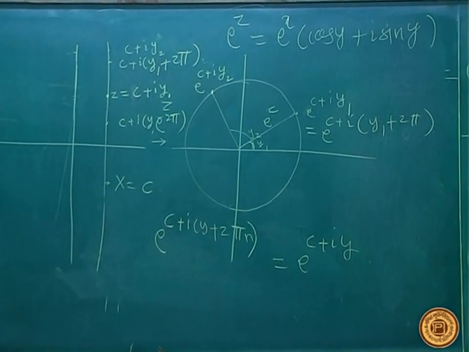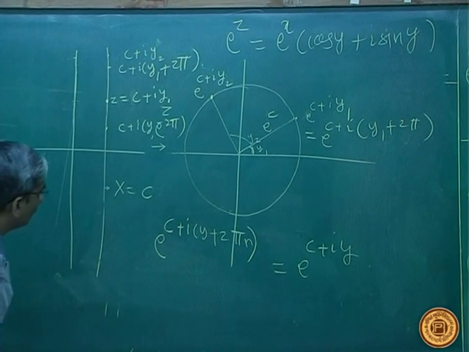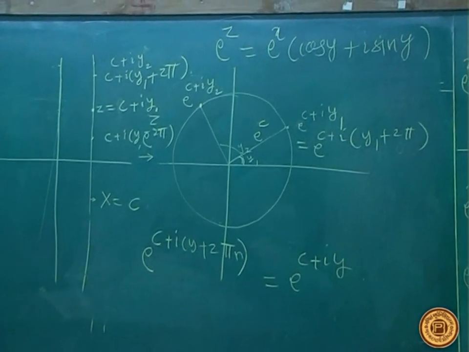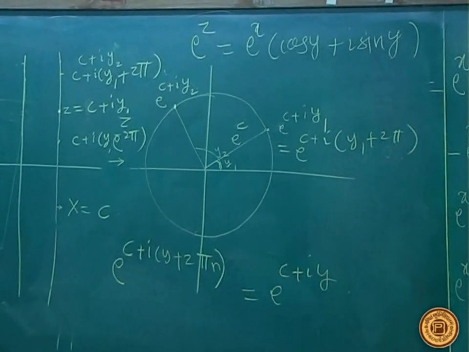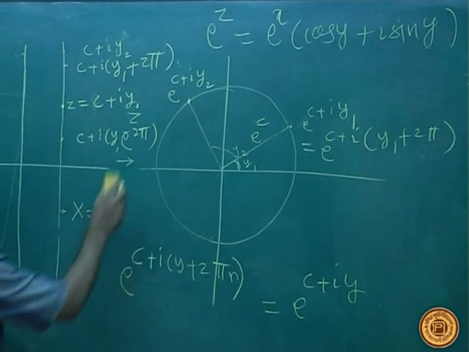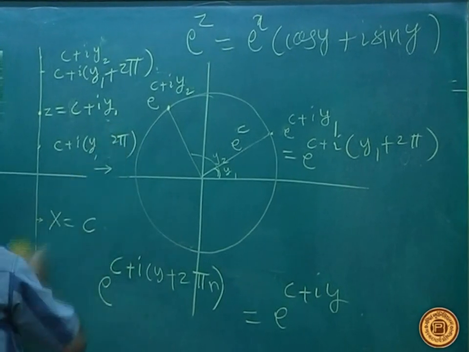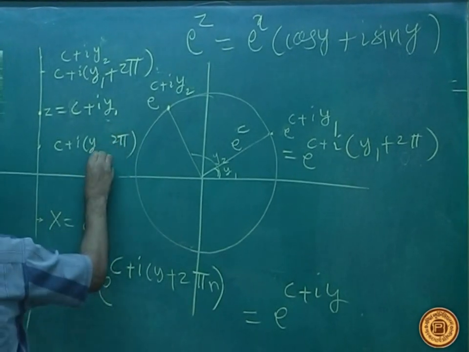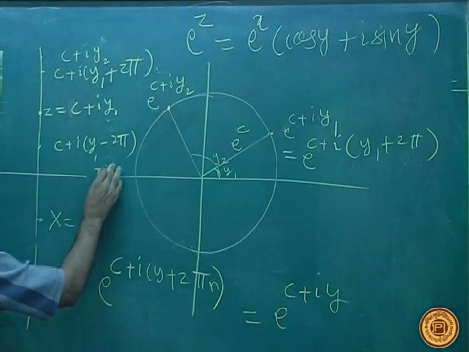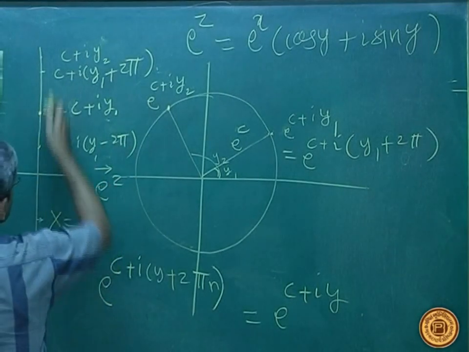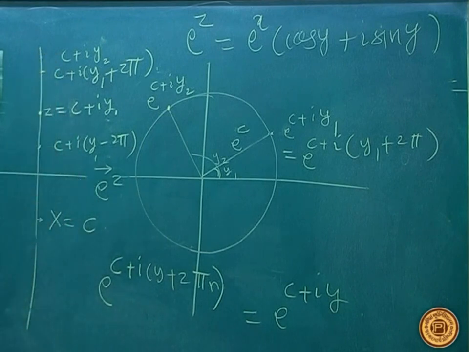Now let us analyze what happens to a line parallel to the x-axis. So before that, you see this picture again. This is the mapping e to the power z. So you see this picture again now.